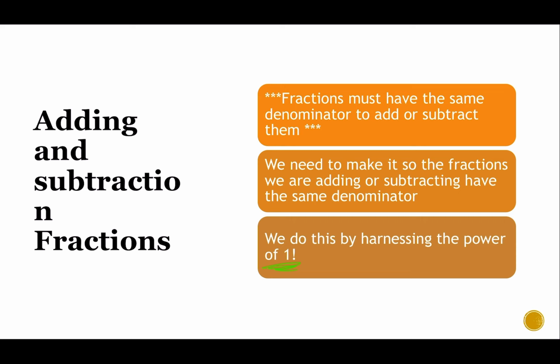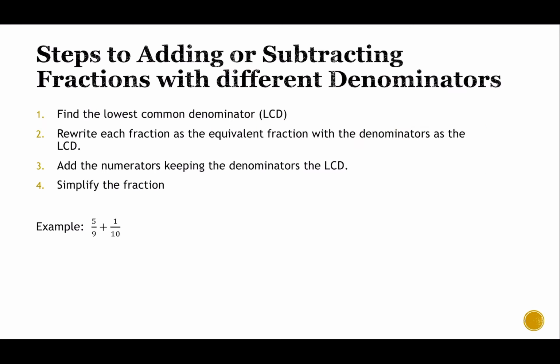If you haven't seen the video on finding equivalent fractions or finding the LCD, go back and watch those before you watch this next part. First, we find the lowest common denominator of the two fractions. We rewrite each fraction as the equivalent fraction with the LCD as the denominator. We add the numerators while keeping the denominator, the LCD, the same. We don't change it. And then we simplify our fraction.